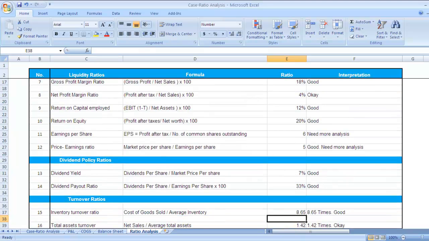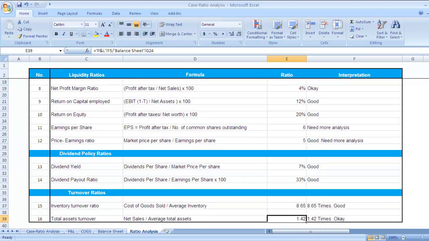Turnover ratios, inventory turnover ratio. So 8.65 times is good for this company. And the total assets turnover 1.42 times. I would say it is just okay. This ratio is just okay for this company, because I would expect anything between 3 and 6 times for this company. But so I've mentioned here it's okay.